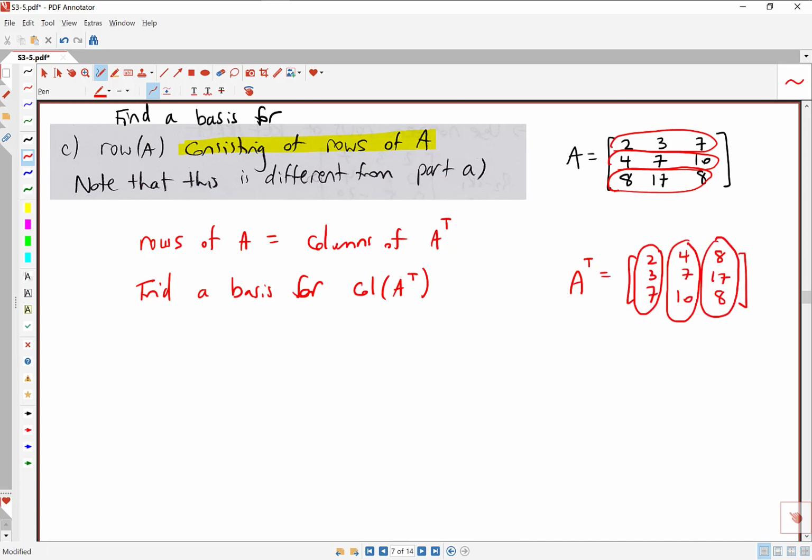We're going to put A transpose into REF. The leading entries will be a guide as to which columns to grab, and then we'll have an answer like, maybe the first two columns, maybe 2, 3, 7, 4, 7, 10, for example. And notice that those will be rows of A.